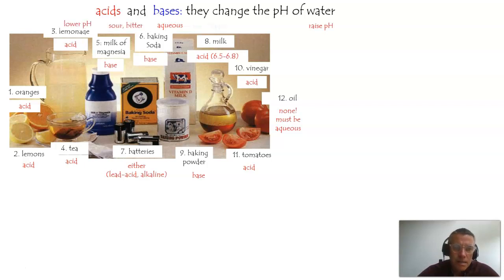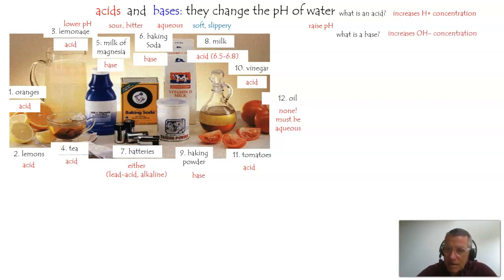So things that have a low pH are said to be sour or bitter. Fine. Aqueous are oftentimes slippery. Acids make the pH go down. I'll talk about that in a minute. Bases add OH minus and make the pH go up. Neutral, you might recall, is a pH of 7.